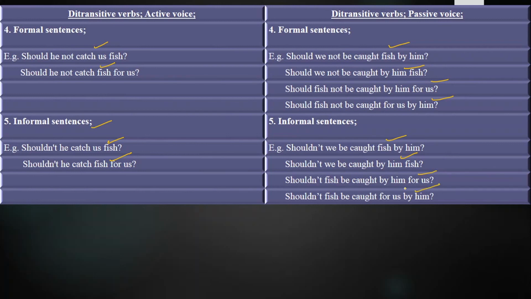So these are the sentences of ditransitive verb catch with modal auxiliary verb should, from active voice into passive voice in 4 ways.